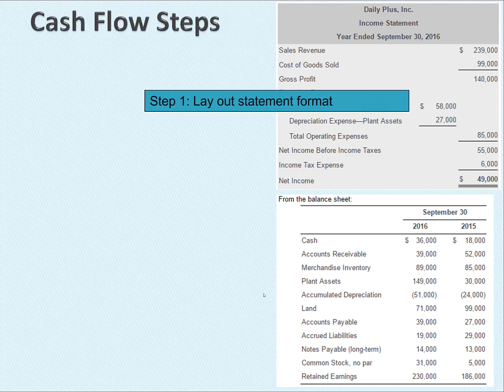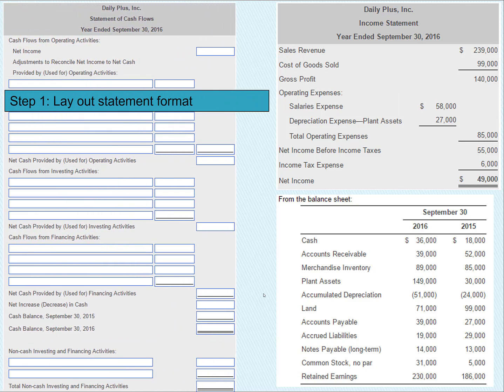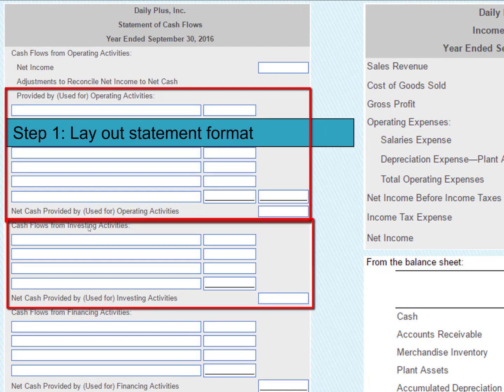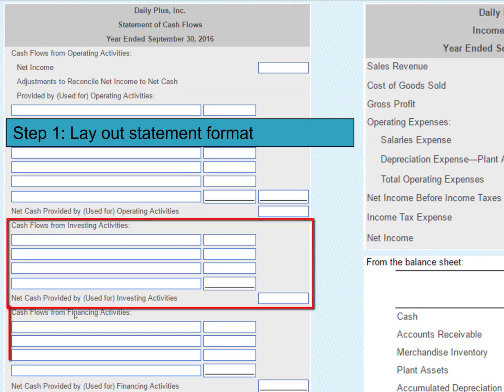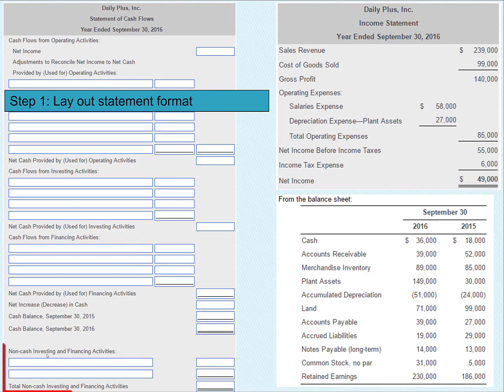Then we need to lay out our statement format. On the left, we're going to have a screenshot directly from the homework. The homework lays out the format for us. All we have to do is fill in the sections. Notice in the sections here, we've got operating activities first, investing activities second, financing activities third, and then at the bottom we have non-cash investing and financing activities.